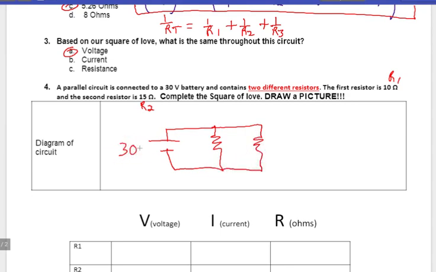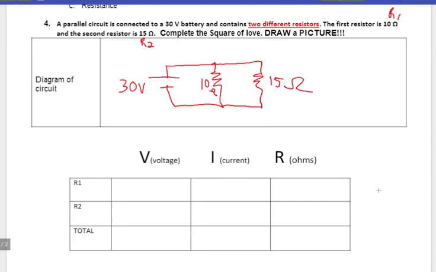So if I label it, my battery is 30 volts. My first resistor is 10 ohms. My second resistor is 15 ohms. So I'm going to go ahead and write 15 here. Next, I'm going to go ahead and start filling out my chart.